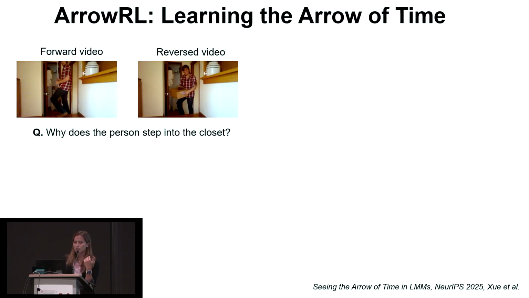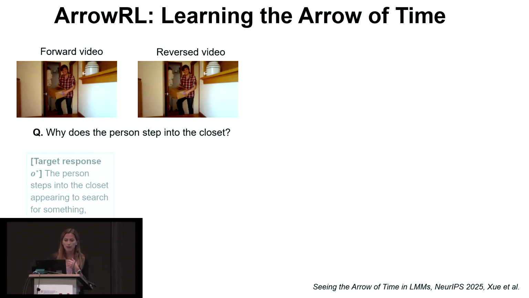So let me show you what that would look like in an example. Suppose this was a training video, and on the top left, this was it. This is a forward clip, and this is a person doing something, going into the closet, getting something out. And the question attached to it is, why does the person step into the closet? So here comes this reverse reward I just described. Let's look at an example.